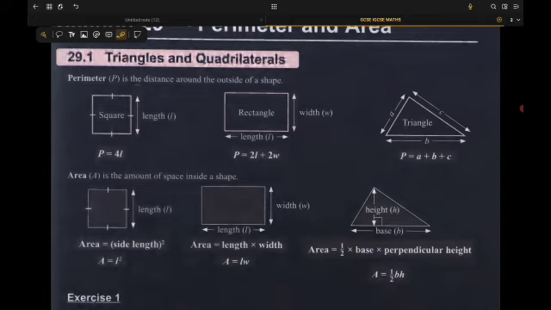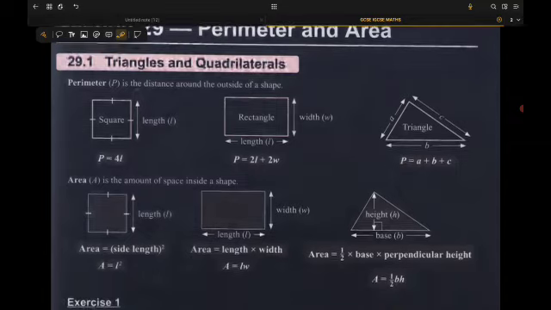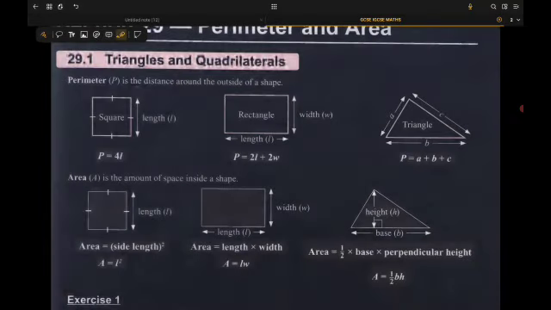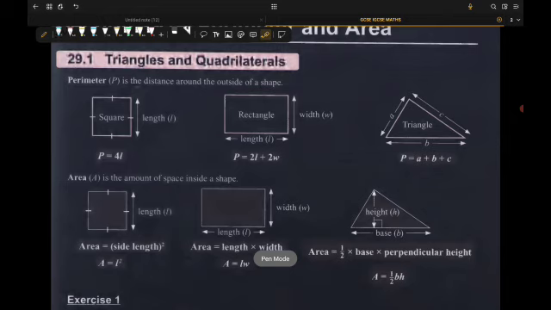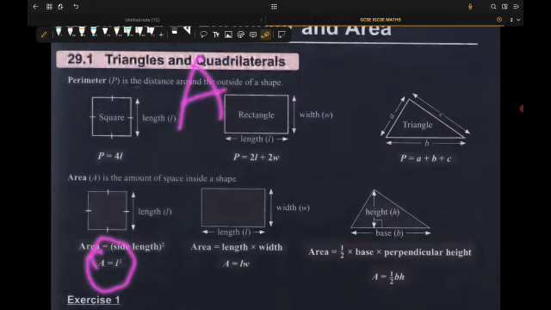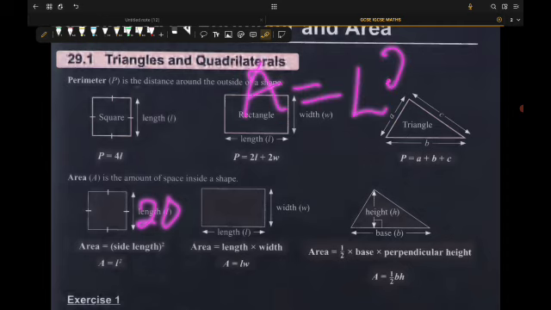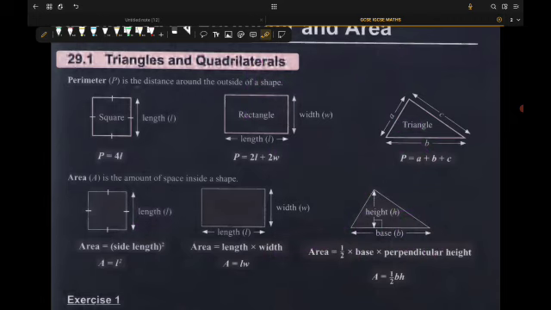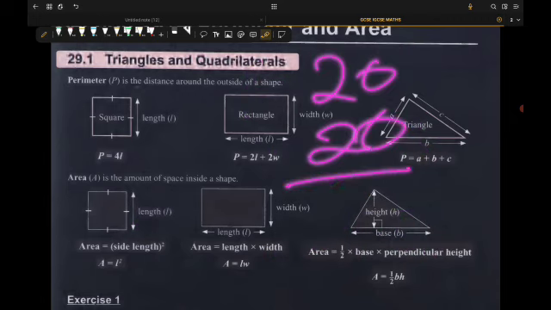The formula for area of a square is always length raised to the power of 2. Just know that area of a square is always length raised to the power of 2. So if you are given 20 here, for you to get the area, you say area is equal to L raised to the power of 2, which is 20 raised to the power of 2, which is 400 when multiplied. 20 times 20 should be 400.